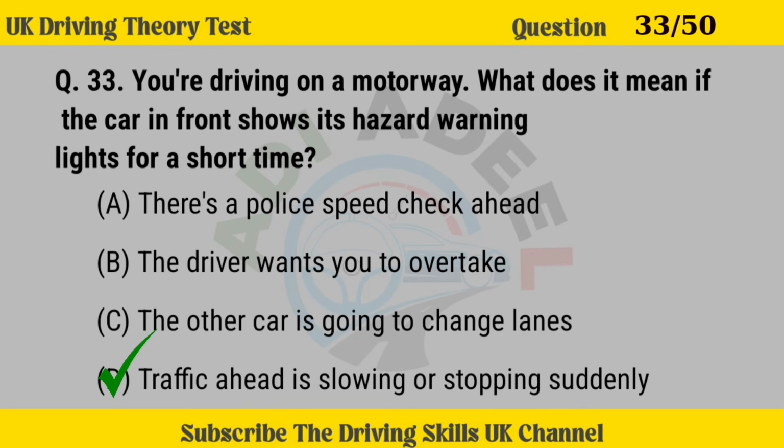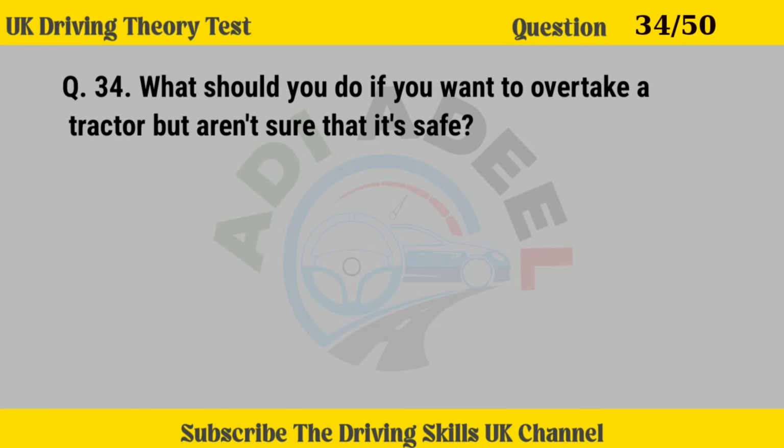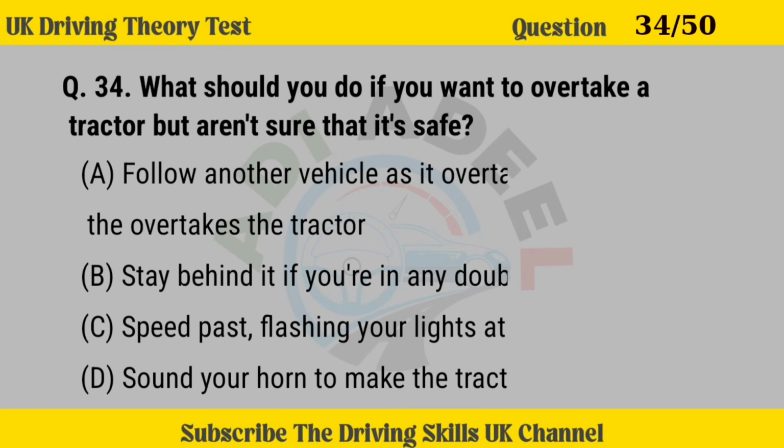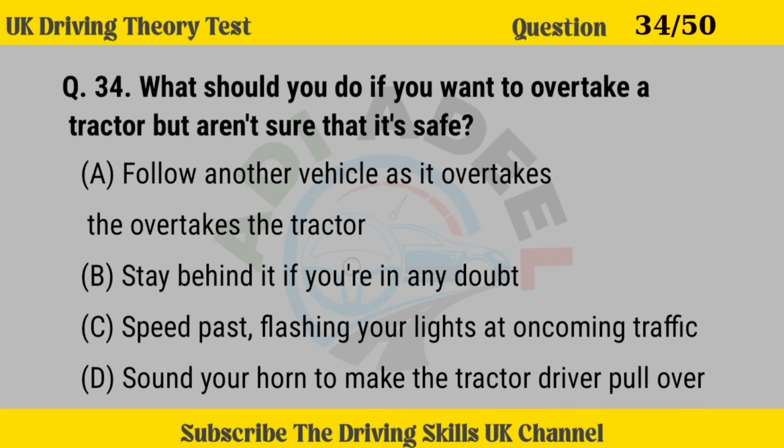The right answer is D. Traffic ahead is slowing or stopping suddenly. Question 34. What should you do if you want to overtake a tractor but aren't sure that it's safe? A. Follow another vehicle as it overtakes the tractor. B. Stay behind it if you're in any doubt. C. Speed past, flashing your lights at oncoming traffic. D. Sound your horn to make the tractor driver pull over.